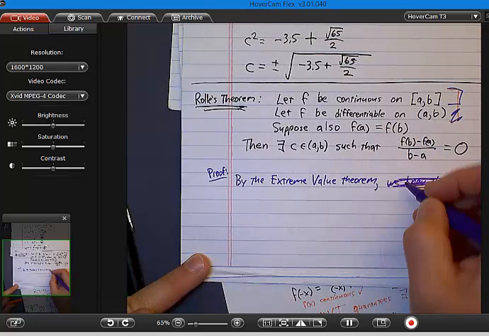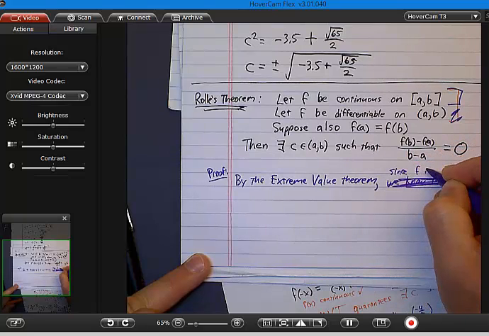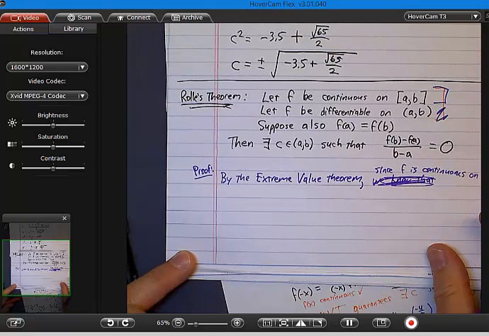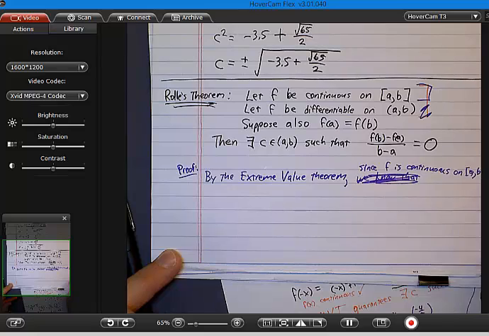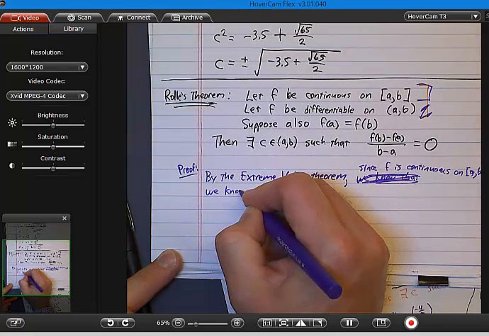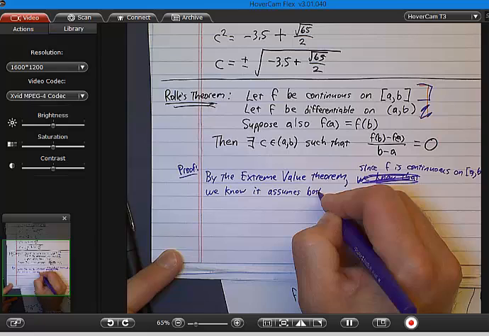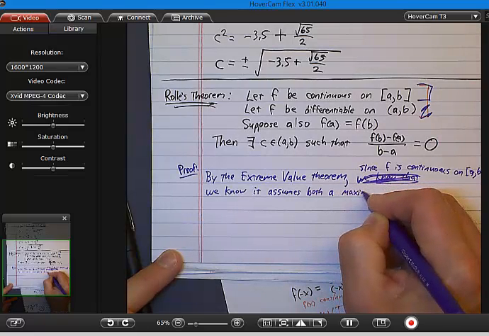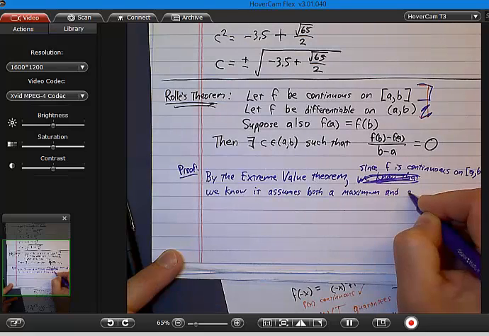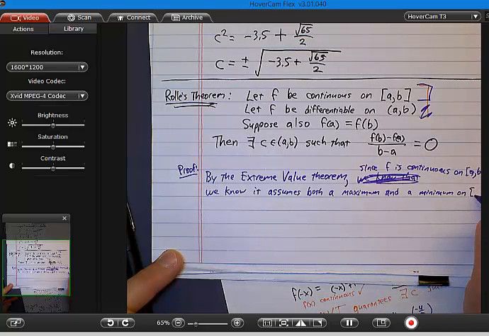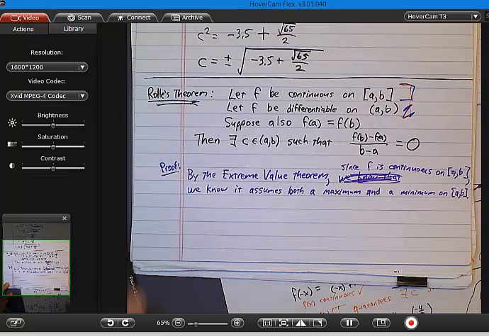So let me even say a little more. By the extreme value theorem, since f is continuous on the closed interval AB, we know it assumes both a maximum and a minimum on AB. So that's what the extreme value theorem says.